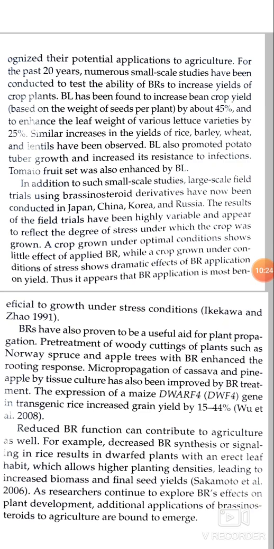As researchers continue to explore brassinosteroids' effects on plant development, additional applications of brassinosteroids to agriculture are bound to emerge. So it's finished, the third part of the brassinosteroid chapter, and we complete here the biosynthesis of brassinosteroids and the use of brassinosteroids in the agriculture field. So thank you, students.